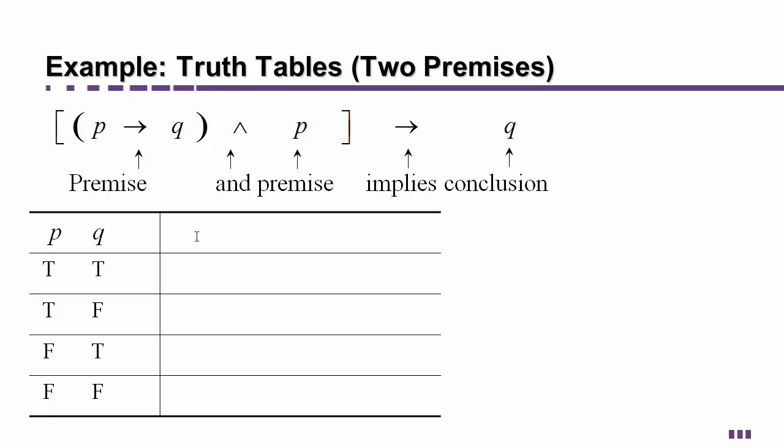So now in order to figure out if this is a tautology or not, we have to do a truth table. And oftentimes your book will just show you the final result.